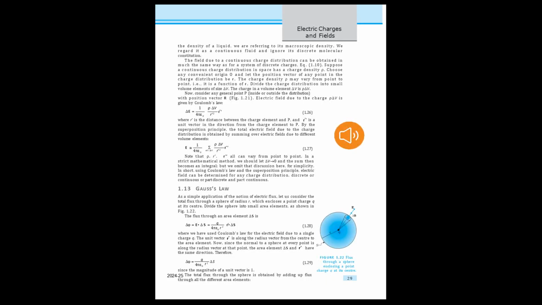Here we can note that rho, R dash and R dash unit vector all can vary from point to point. In a strict mathematical method, we should let delta V tend to 0 and the sum then becomes an integral. But we omit that discussion here for simplicity. In short, using Coulomb's law and the superposition principle, the electric field can be determined for any charge distribution, discrete or continuous, or part discrete and part continuous. Next we are going to study Gauss's law.